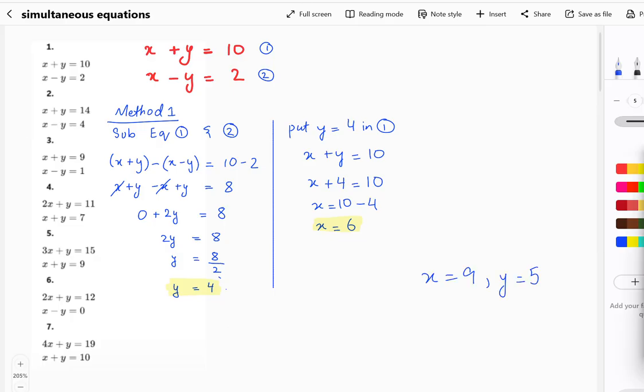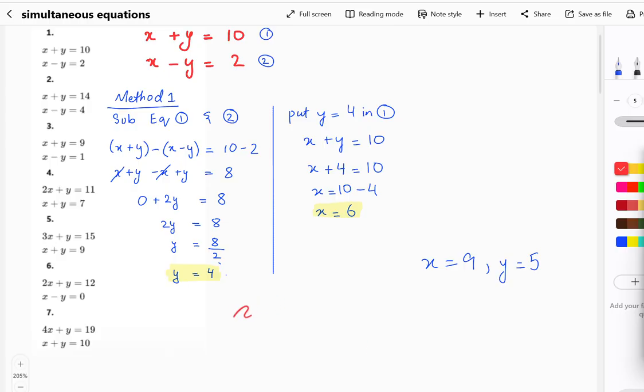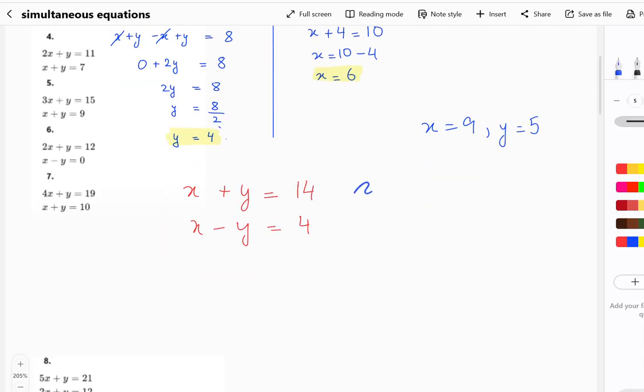Okay. So question number 2 says x plus y equals 14 and x minus y equals 4. The first thing I'm going to do, I'm going to name them. This is equation 1 and this is equation 2. And first I'm going to see, if I add them, y will be eliminated. If I take them away, x will be eliminated. So both ways are correct. You can add them or you can take them away. What did you do? Did you add them or did you take them away?